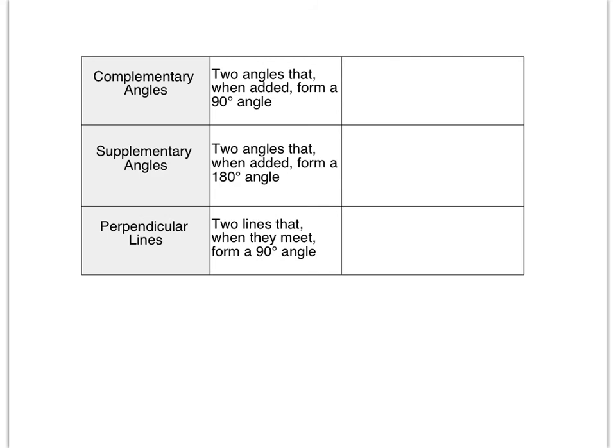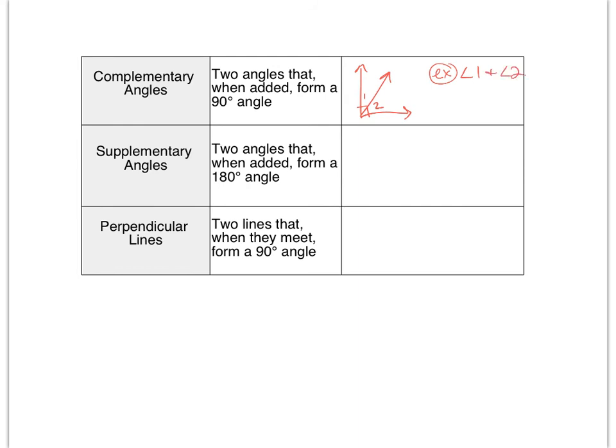The next word is complementary angles. If you have two angles that are complementary, they have a sum of 90 degrees. So two angles that if you add them together, they would be 90 degrees. Now, they might look like this, where here's angle 1 and here's angle 2, and this is a 90 degree corner. That would be an example of two complementary angles. So, for example, angle 1 and angle 2. That's just a little and symbol.